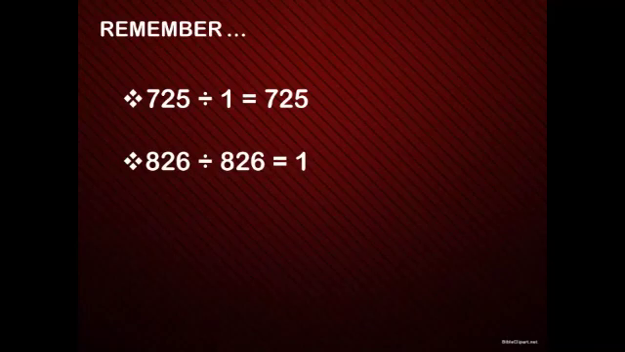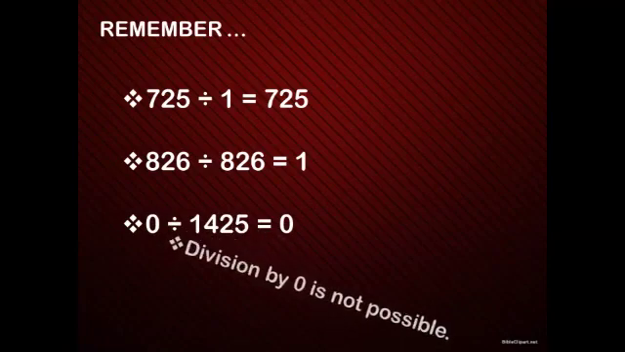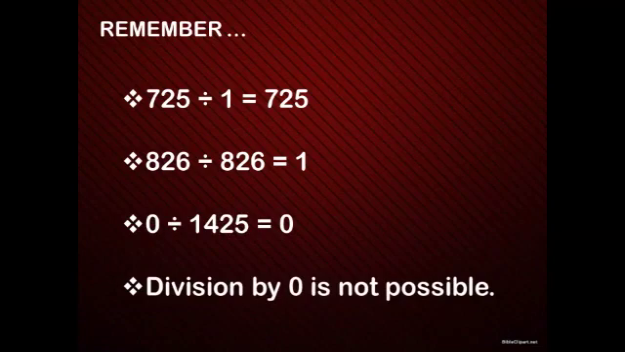Go on to the third property. 0 divided by 1425 is equal to 0. When 0 is divided by any number except 0, the quotient is always 0. The fourth property is division by 0 is not possible. So these are the properties of division.